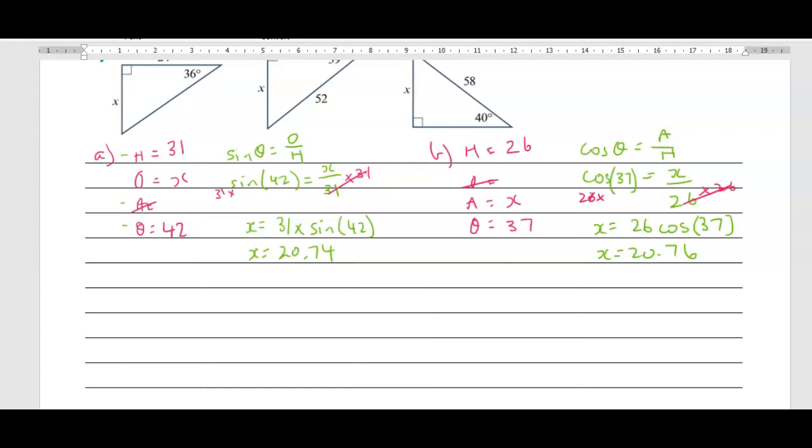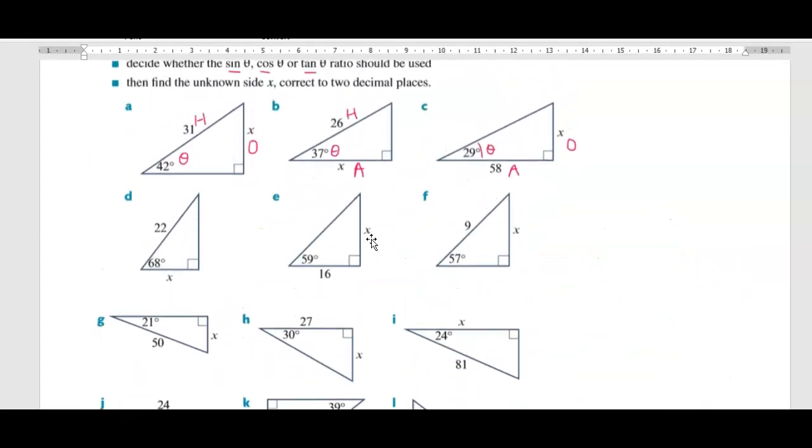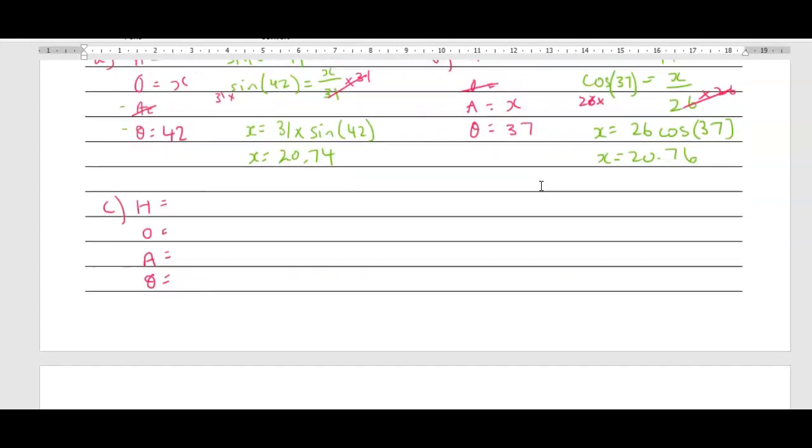All right, let's have a look at C, because I know C is an example of tan, so let's write SOHCAHTOA theta. All right, so I'll scroll up. Okay, so no hypotenuse this time, so we've just got opposite labelled as x, adjacent is 58, and theta is 29. So x, 58, 29.